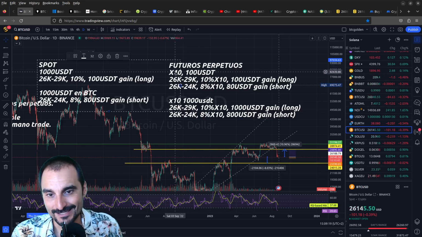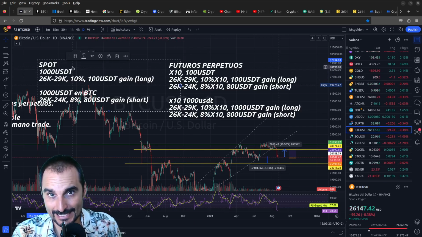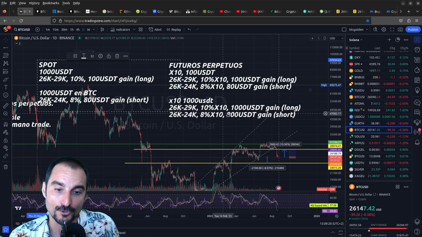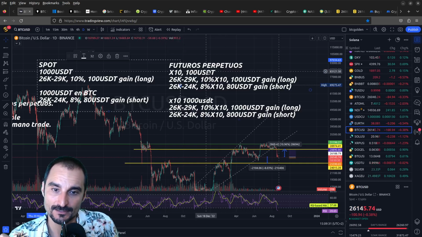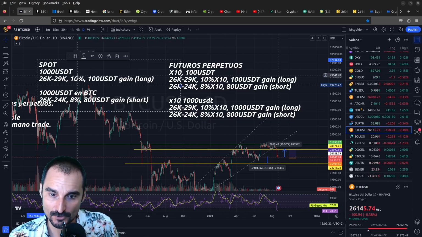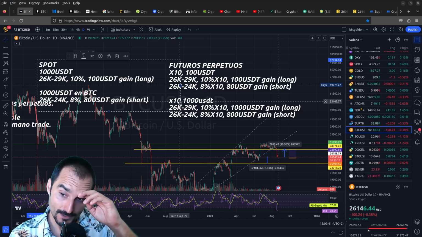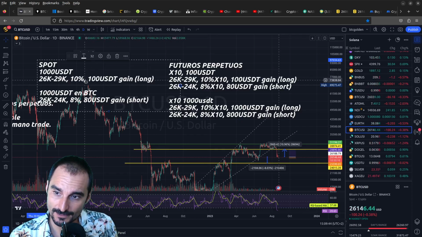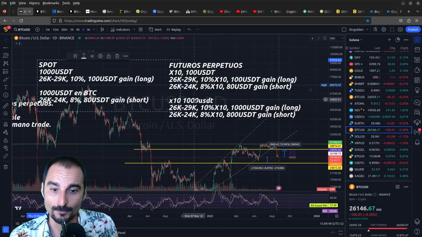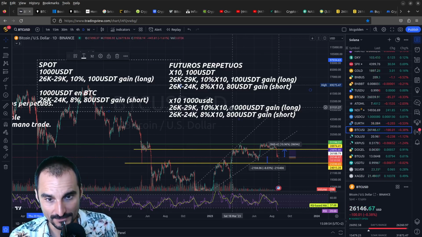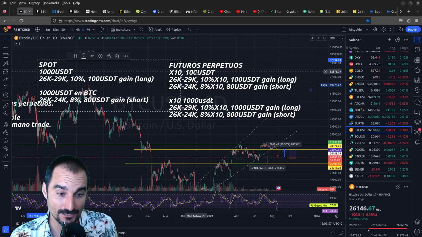With $100 in futures at 10x, we would have the same power as with $1,000 in spot. Or put another way, if instead of putting $100 at 10x, which would be the same as spot, we put the $1,000 at 10x, we multiply by 10. That is, in the bullish situation, where with $1,000 in spot we would earn $100, with $1,000 in perpetual futures, in the same market situation we would earn $1,000. Or we can put $100 instead of $1,000, and we would earn the same $100 as in spot.